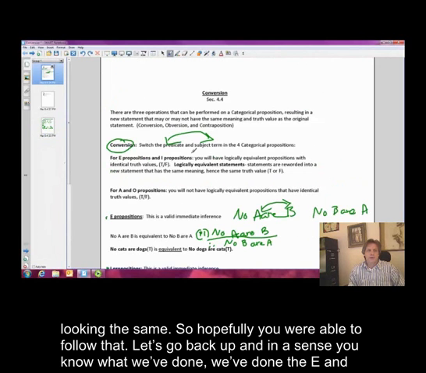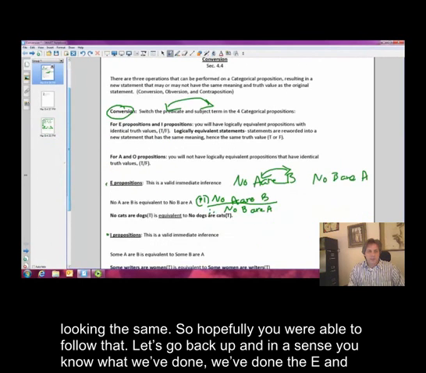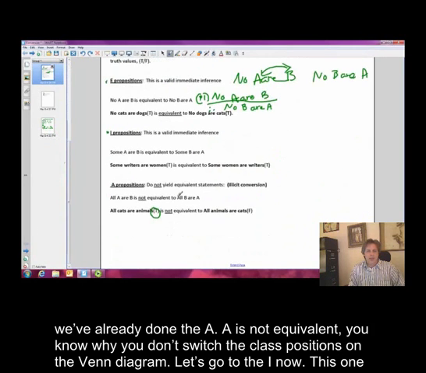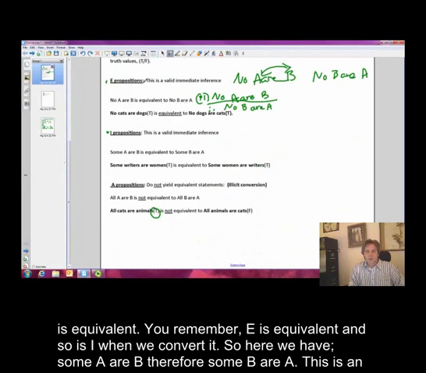Let's go back up. And in a sense, you know what we've done? We've done the E and we've already done the A. A's not equivalent. You know why you don't switch the class positions on the Venn diagram. Let's go to the I now. This one is equivalent. You remember E's equivalent and so is I when we convert it.